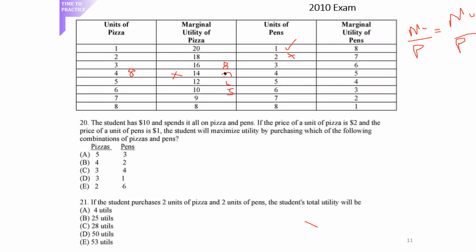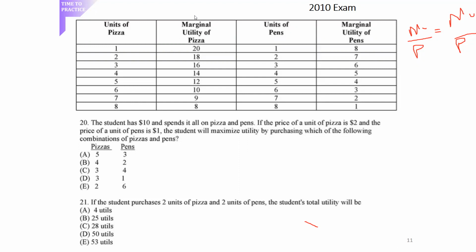All right. Now, the second question is, if the student purchases 2 units of pizza and 2 pens, all right, so this is marginal. So to get total, I've got to add up. So 20 and 18 is 38. And 15, right? 8 and 7 is 15. So 38 and 15, E as in Ellen, okay?